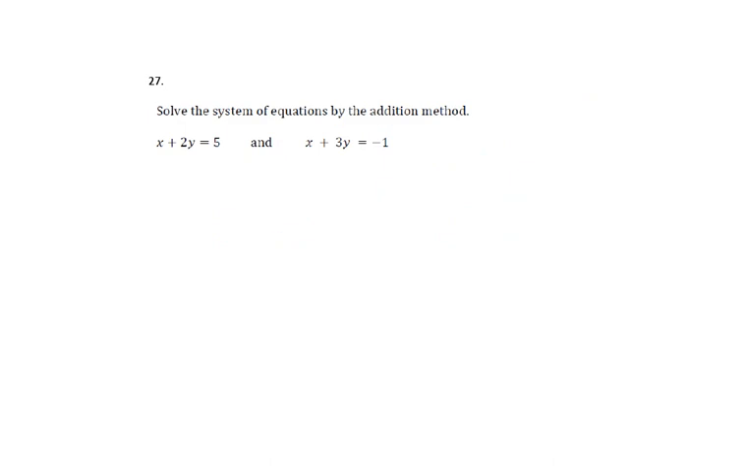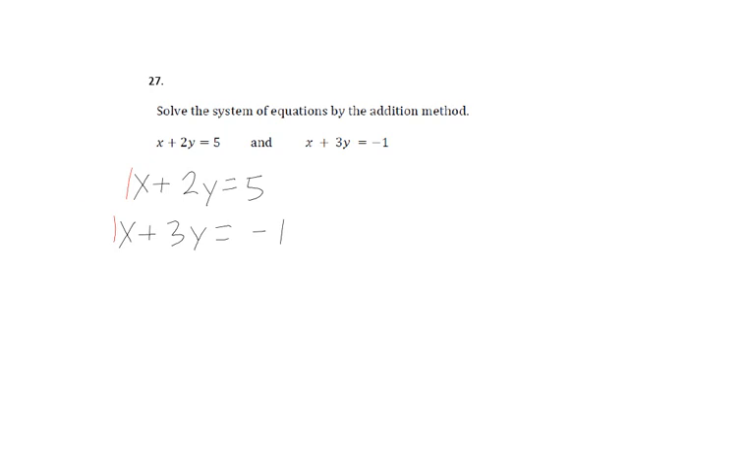27 would like us to solve by the addition method. So, I will stack them one on top of the other. x plus 2y equals 5. And x plus 3y equals negative 1. My goal is to have x have the same number but different signs. They both have a 1 in front, but I need one of them to be negative.